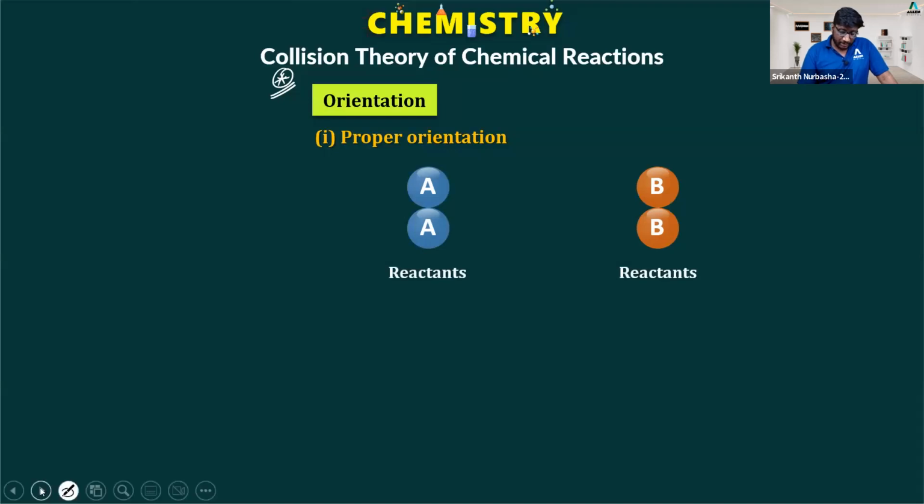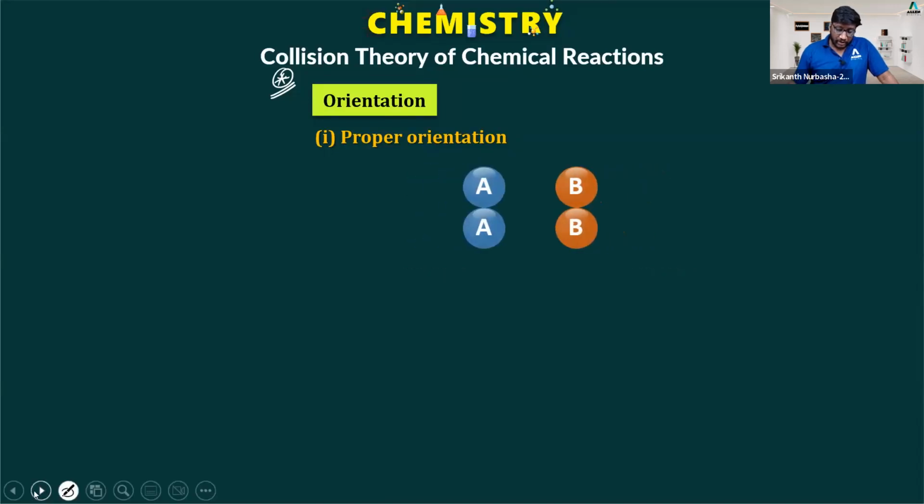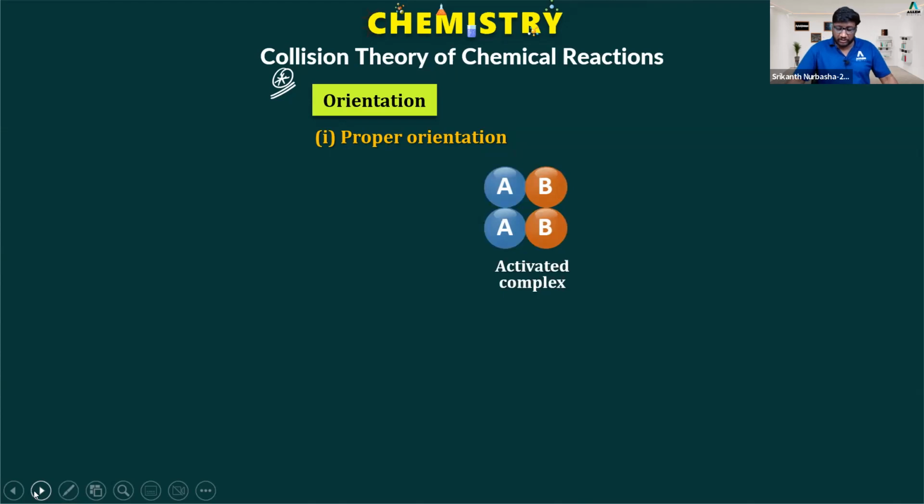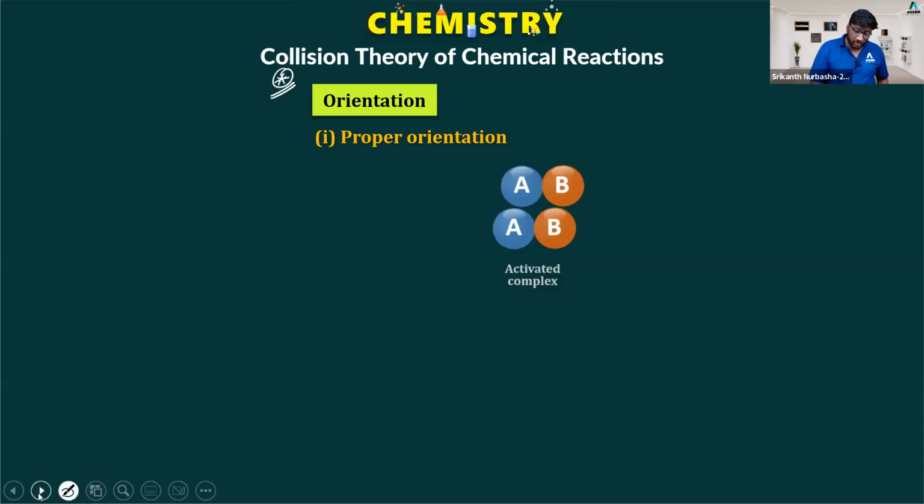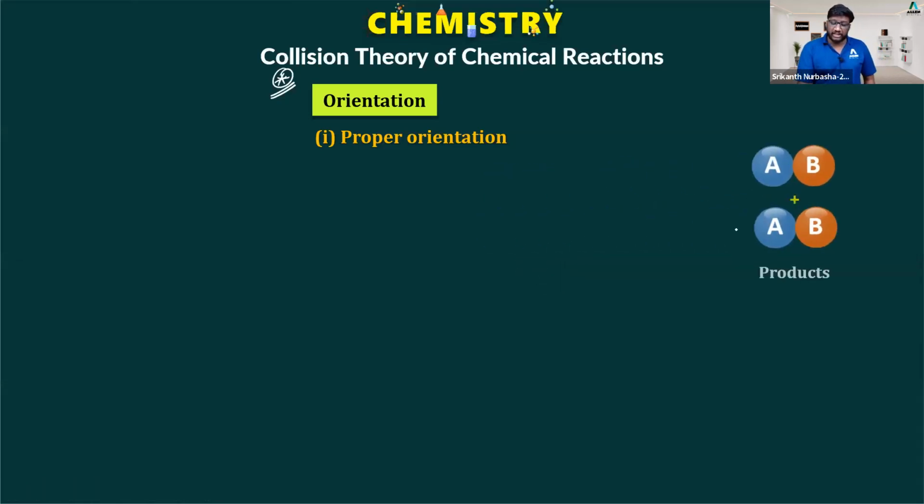So this is how your reactant molecules are there. Reactants are colliding with the proper orientation. You can just look at the activated complex. In the activated complex, there is a proper orientation of atomic orbitals and they form the products AB. So AA and BB reacted to form AB. That is your proper orientation.